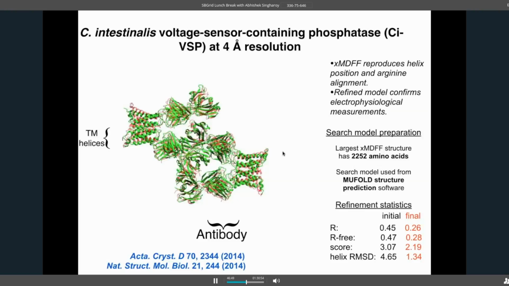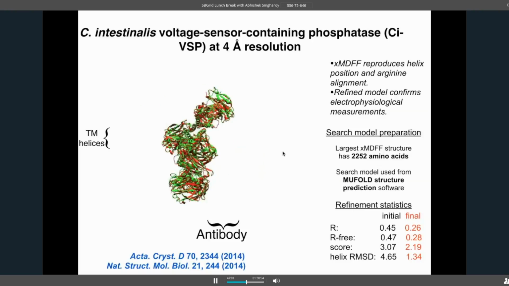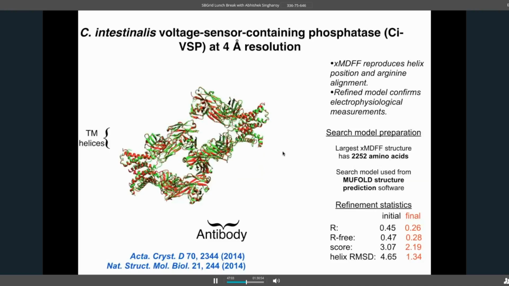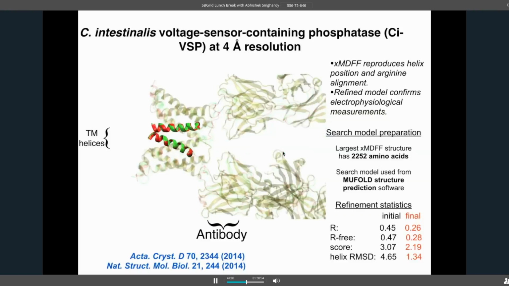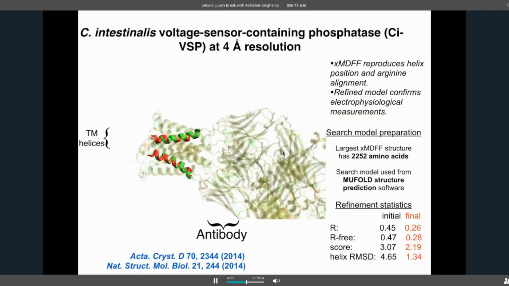So here you can see that the R free and the R work and the MolProbity scores were all pretty high to start out with. And then as xMDFF happened, so xMDFF in fact started with a very medium confidence model that was predicted by MUFOLD, a very medium confidence homology model. And then we managed to get down to R work and R free of 0.26 and 0.28 respectively, starting with something that was 0.45 and 0.47. And our MolProbity score also went down.